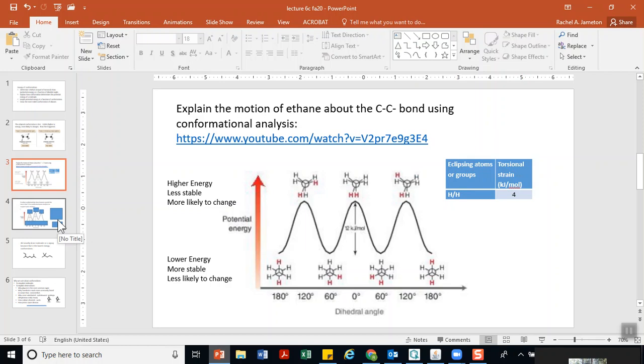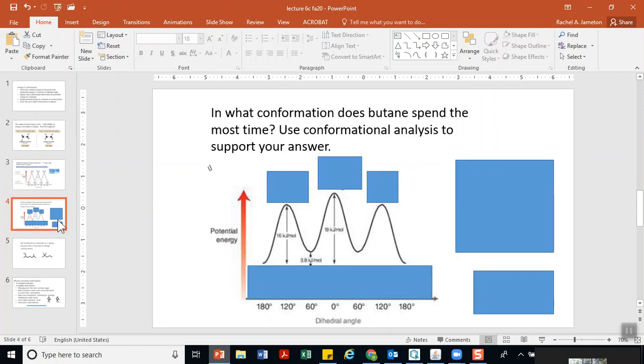Now, if we look at a more complicated molecule, butane, think for a moment what might be the highest energy conformation of butane and what might be the lowest. So let's look at the highest first. Okay, so that's where the methyl groups are eclipsing each other. Those are the largest groups, and you get those hydrogens really close to one another.